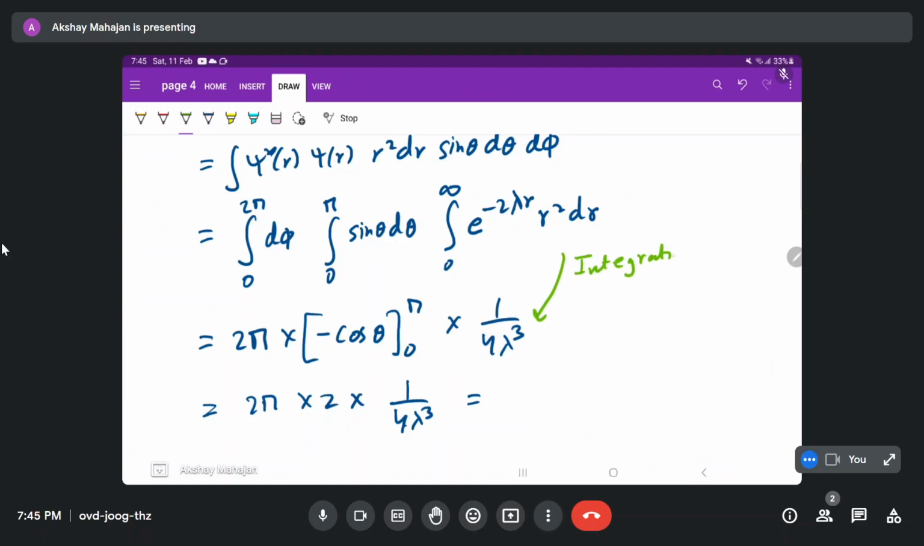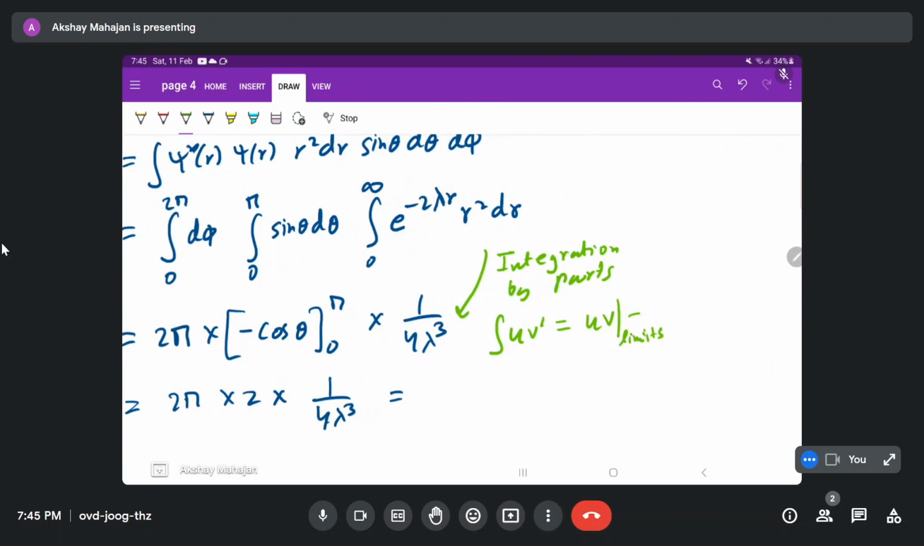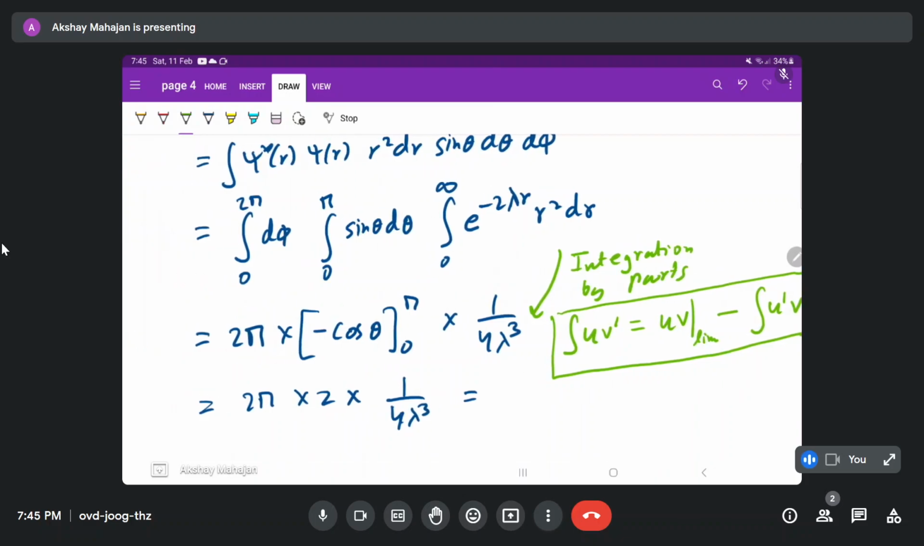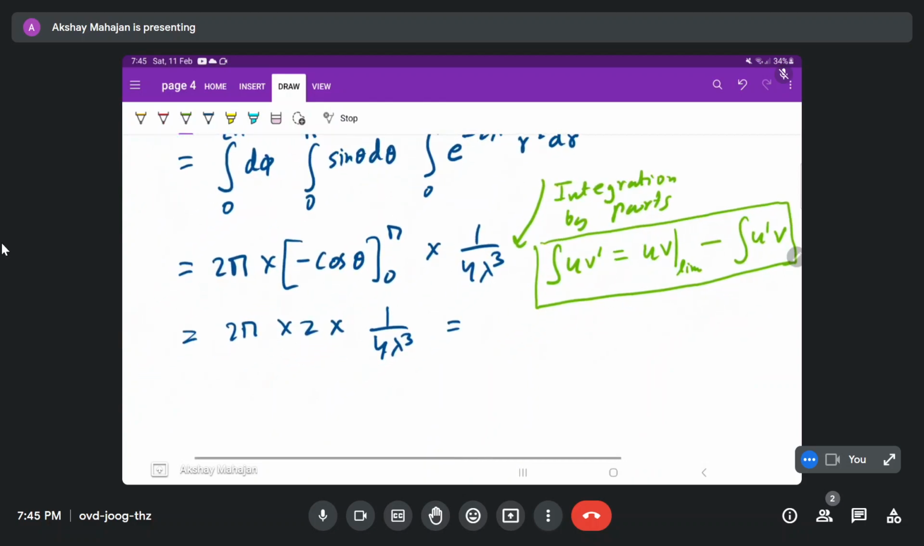Integration by parts, if you try, is basically the integration of u dv, which equals uv between the limits, minus the integration of v du. Okay, so using this, it could be solved. You will take u to be your r square and v to be this.